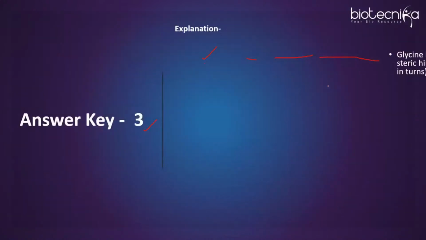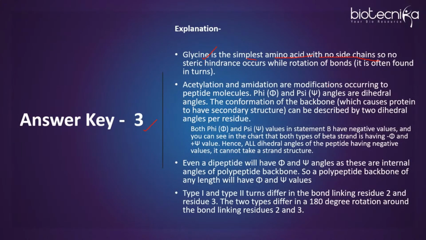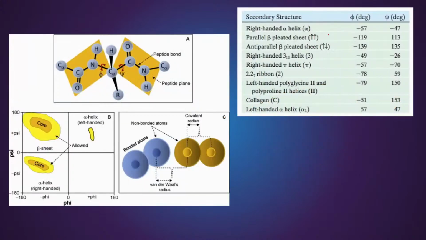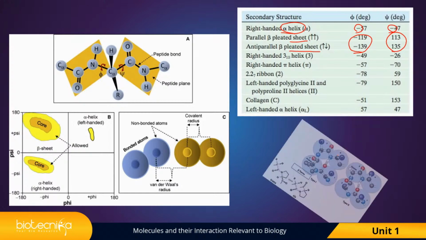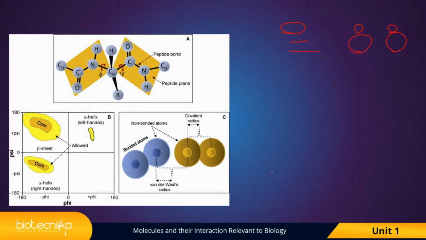Now, if you know something about the Ramachandran plot, these are your values for the right-handed helix, beta pleated sheet, and so on. For alpha helix, both phi and psi values are negative. But for beta pleated sheets, the phi value is negative, but the psi value is positive. Similarly, for turns you also have some negative, positive values. So even those should reflect in the Ramachandran plot.